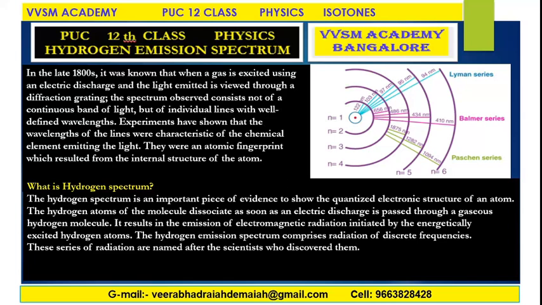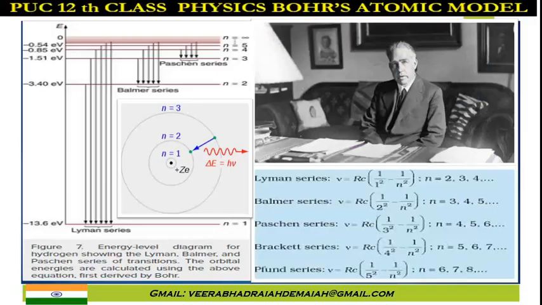When n is equal to 1, you will get the Lyman series. When n is equal to 2, you will get the Balmer series. When n is equal to 3, you will get the Paschen series. When n is equal to 4, you will get the Pfund series. These are the ways of getting the spectrum of hydrogen. Energy level diagram for hydrogen showing the Lyman, Balmer and Paschen series transitions.